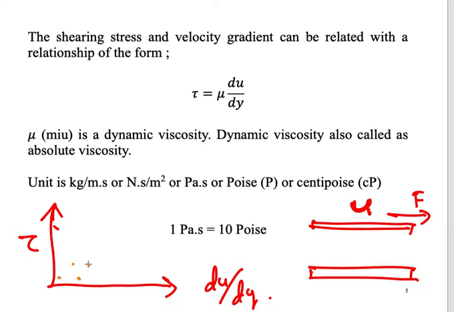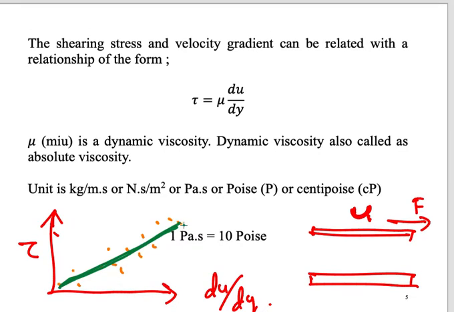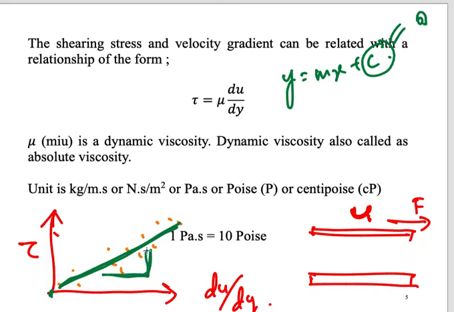Let's say we have some data like this, and finally Newton found that the relationship is a straight line. When the relationship is a straight line, you may have y equals mx plus c. The c here is equal to 0 because it starts from the origin, 0, 0. The gradient here is actually the value of mu. That's why Newton proposed that the shear stress and the velocity gradient can be related with this relationship.